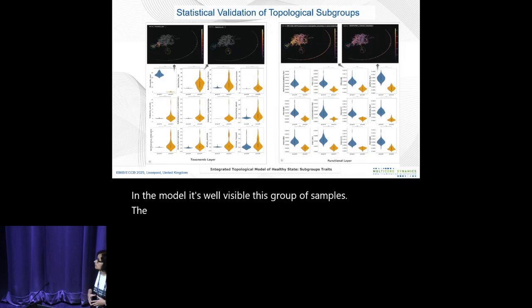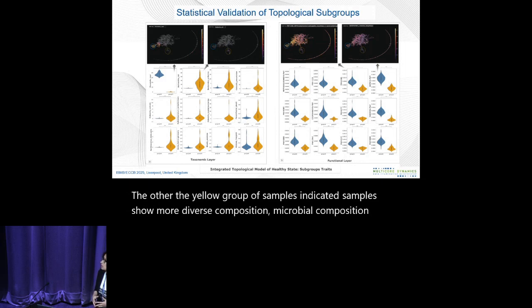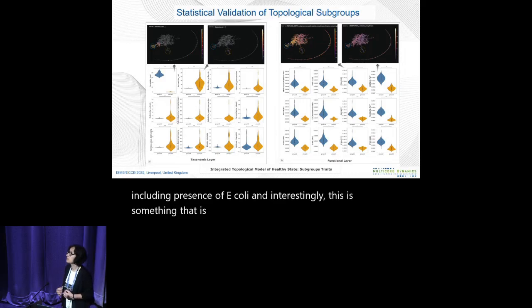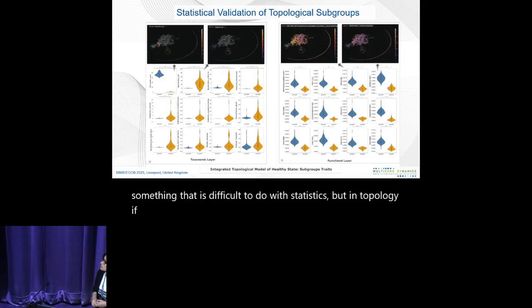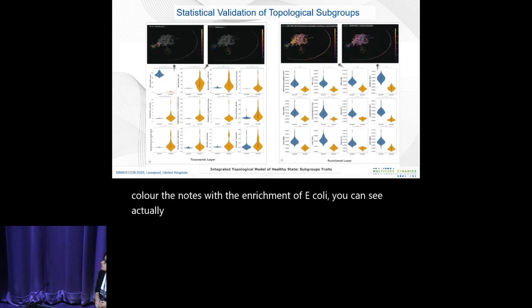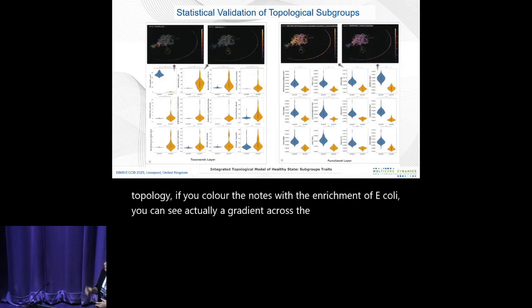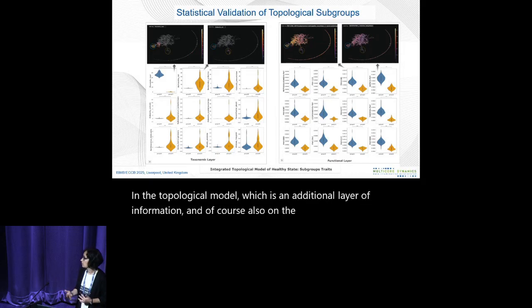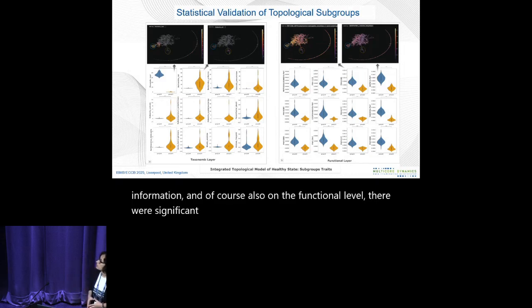The yellow group of samples shows a more diverse microbial composition, including the presence of E. coli. And interestingly, this is something that is difficult to do with statistics, but in topology, if you color the nodes with the enrichment of E. coli, you can see a gradient across the flare in the topological model, which is an additional layer of information. And of course, also on the functional level, there were significant differences, as indicated with the violin plot on the right.